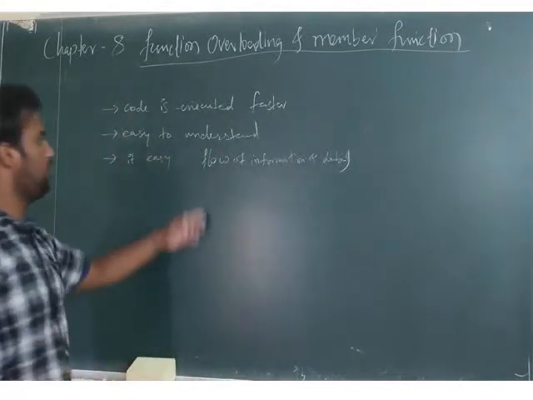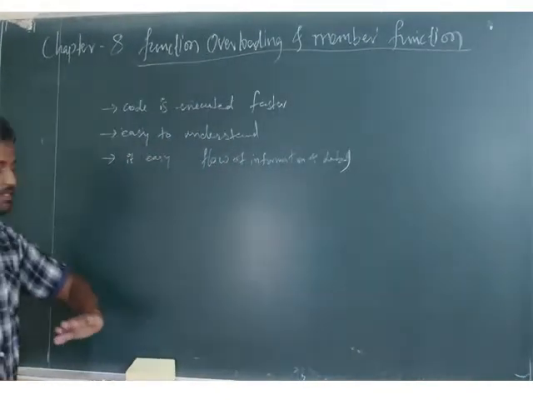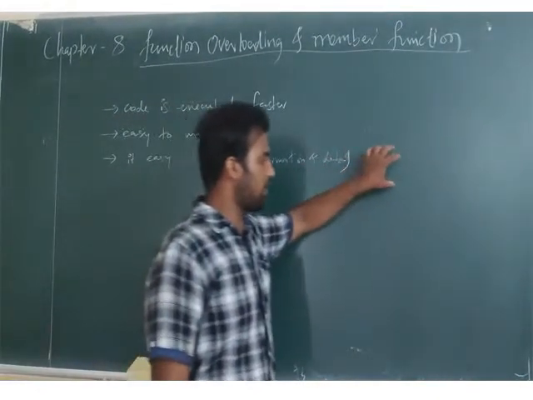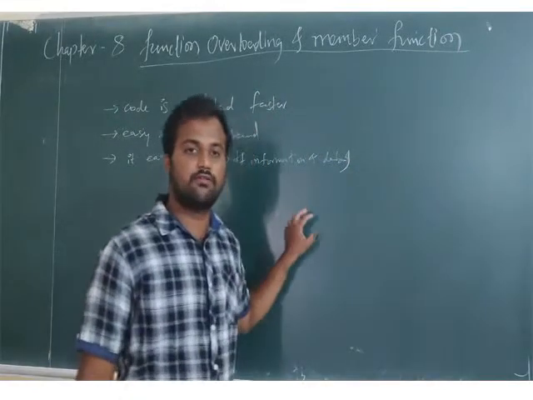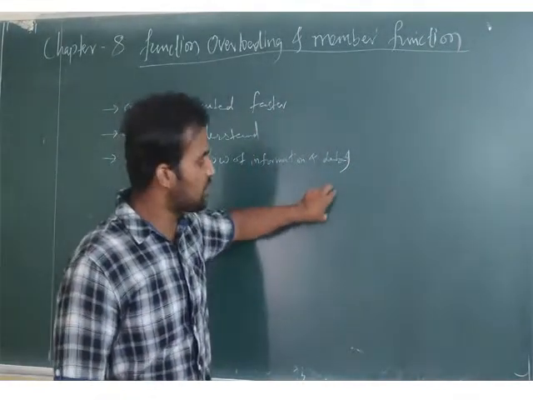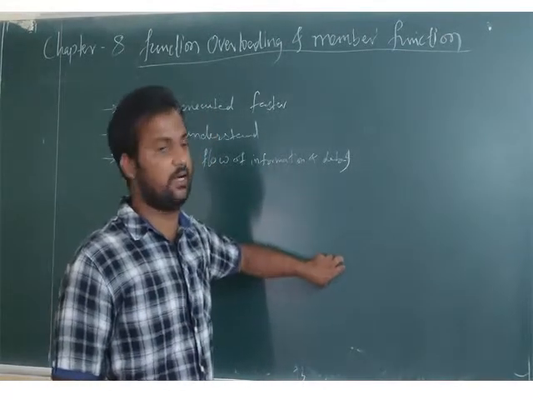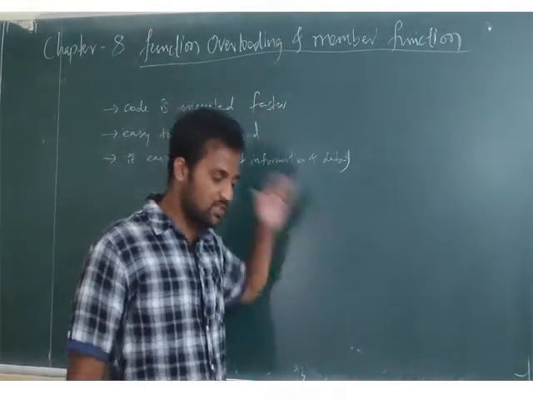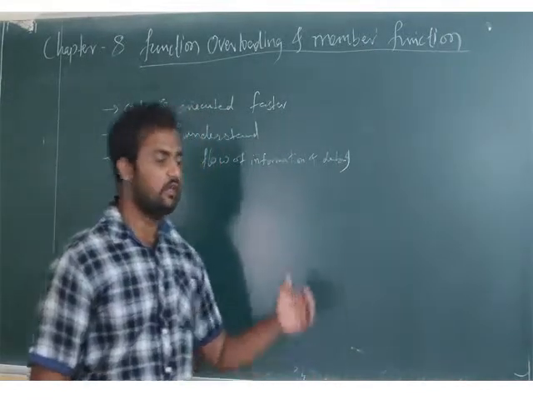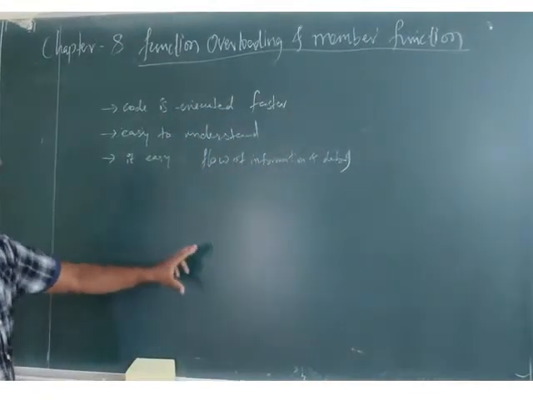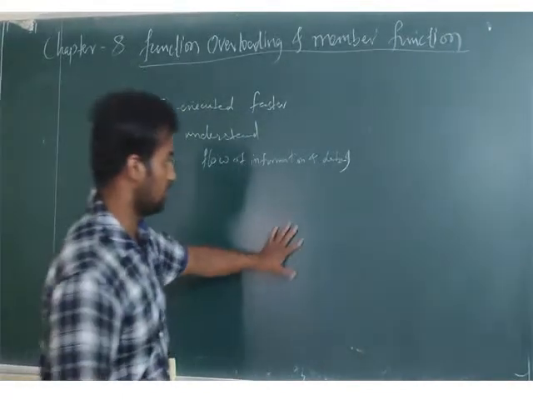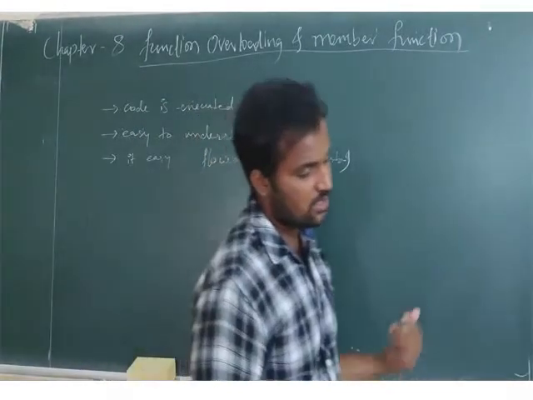What is the meaning of flow of information and debug? See here, if I am writing area of triangle, in that function only I have to write that. If I am writing area of rectangle, in that function only I have to write that. So flow of information is easy. On whichever topic we are writing, we only have to write that little bit of logic in that topic.